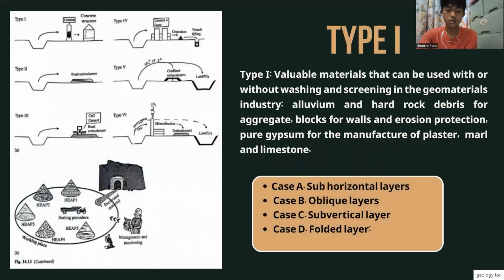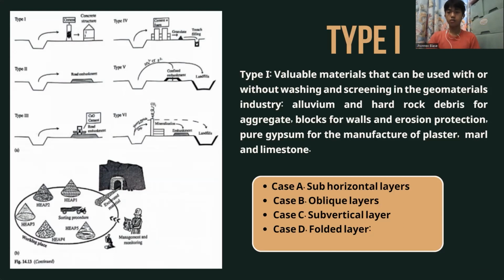Next is the types of materials excavated from the surface at work site, not including demolition materials, can be classified into 6 following categories.